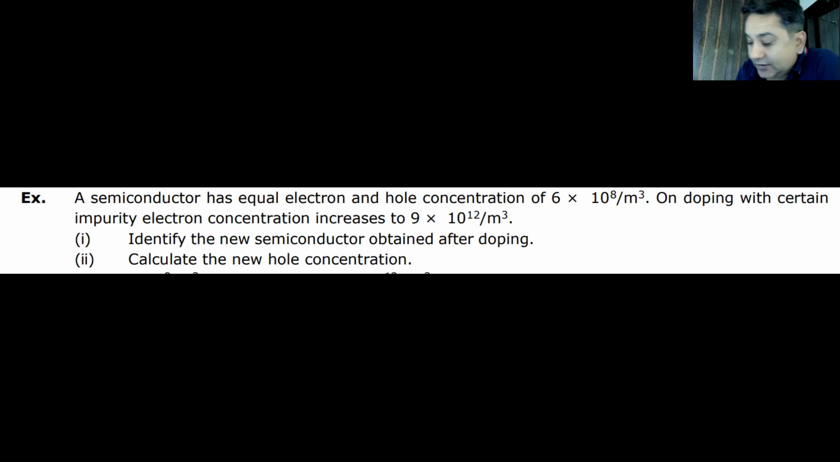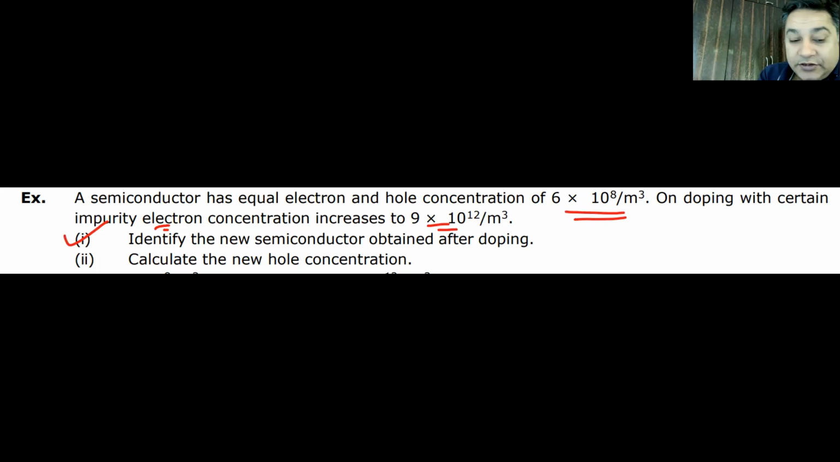A semiconductor has equal electron and hole concentration that is given. On doping with a certain impurity, the electron concentration increases to this. The first question is very simple. Identify the new semiconductor. Will it be p-type or n-type? Tell me, p-type or n-type? N-type, sir.